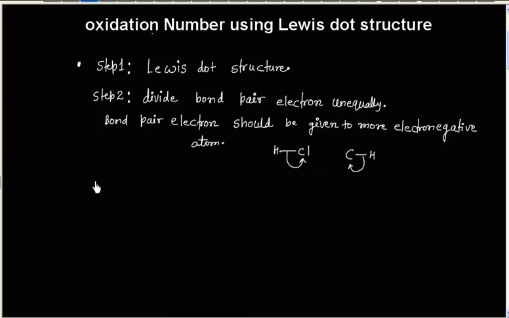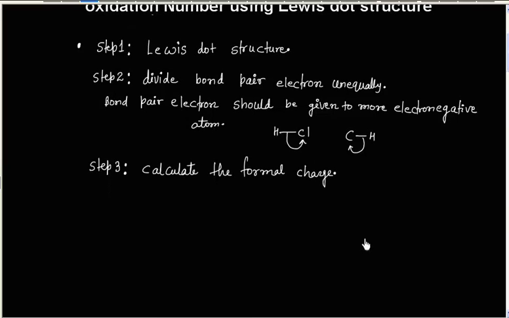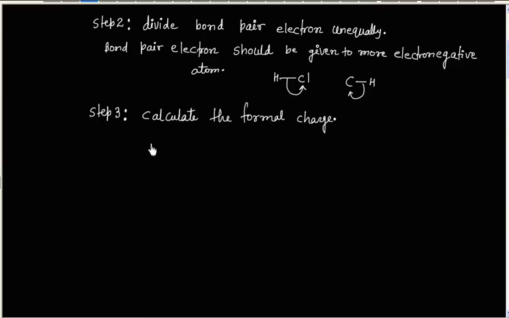And after the second step, we will go to step 3 and then calculate the formal charge on the atom. Calculate the formal charge. And formal charge is equal to oxidation number. So from step 3, whatever formal charge we are getting, this is equal to the oxidation number.